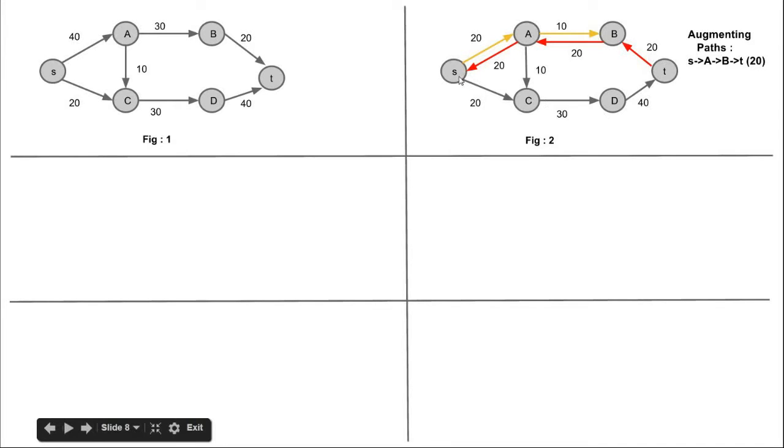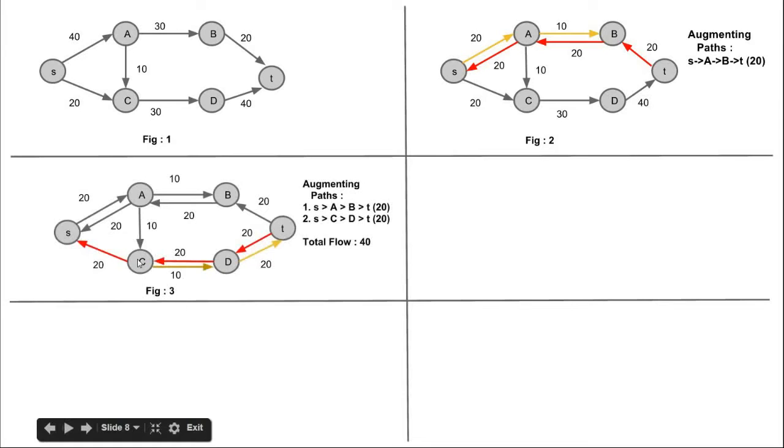Now we find another augmenting path, S to C, C to D, and D to T, again with flow 20. We create a residual graph for it. Figure 3 is a residual graph for that. C to S, there's only a reverse edge of capacity 20. We added two augmenting paths, both of value 20. So the total flow coming into T is 40.